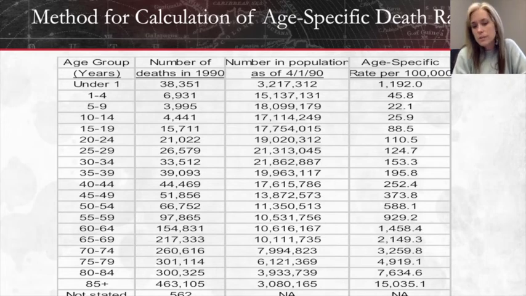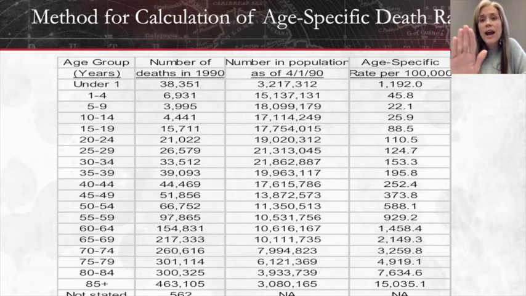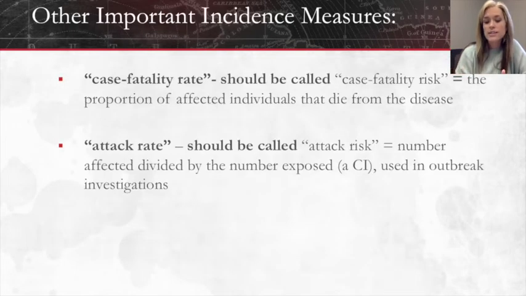So if you were given this example on an examination, you would be given your group categories, the number of deaths, and the number in that population, in this case the 1990 population. Could you calculate these age-specific rates for each age group? That would be a classic testing examination question.